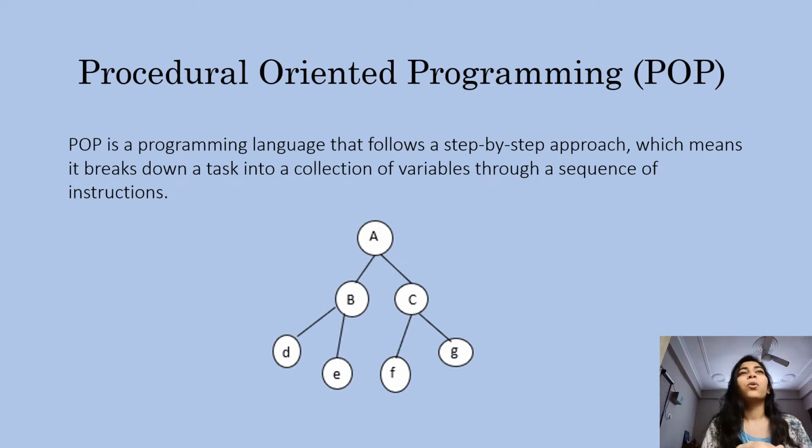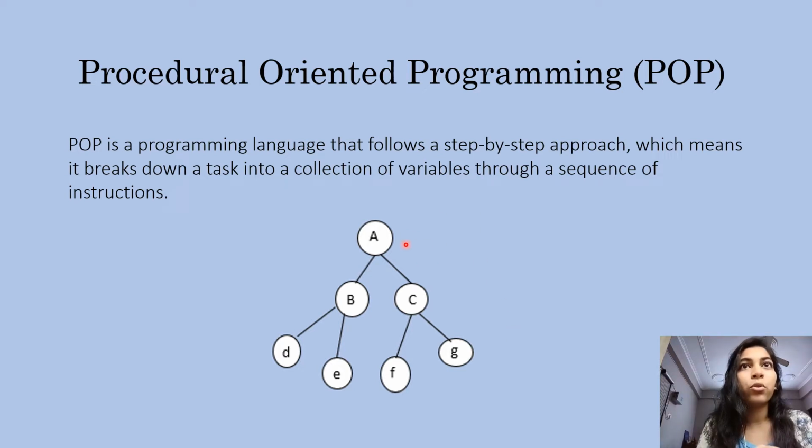See, POP is a programming language that follows a step-by-step approach, which means it breaks down a task into a collection of variables through a sequence of instructions. We can say that each step here is carried out in a systematic manner so that the computer can understand what to do, right? Now let's see how procedural oriented programming works through this flowchart that we have right here.